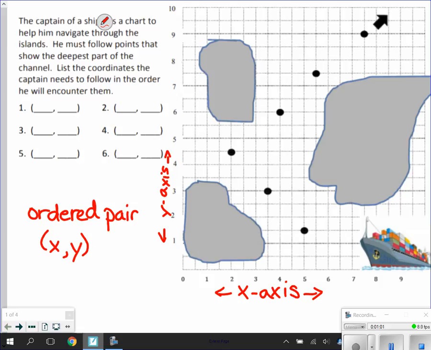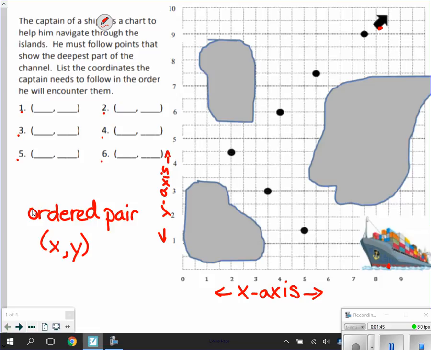So what it says is the captain of a ship has a chart to help him navigate through the islands. He must follow points that show the deepest part of the channel. List the coordinates the captain needs to follow in the order he will encounter them. So if he's down here and he needs to get up here, we need to figure out what points he would get to in the order. So obviously when we're doing our numbers, it would go 1, 2, 3, 4, 5, 6.